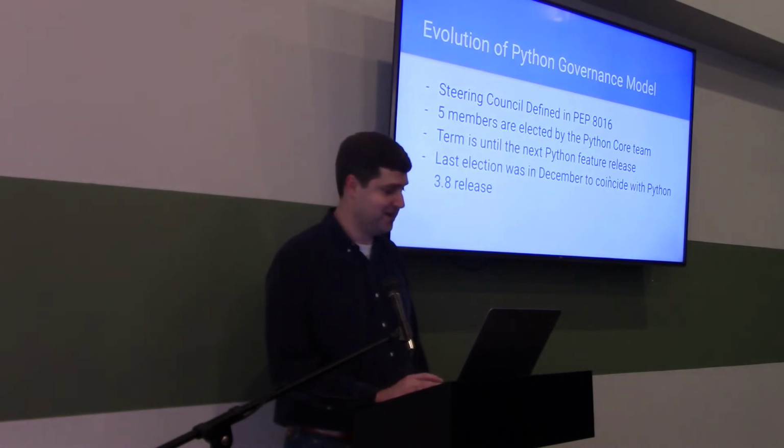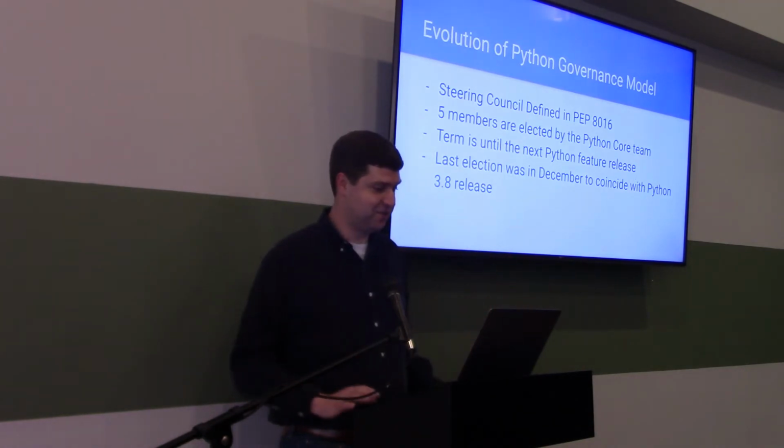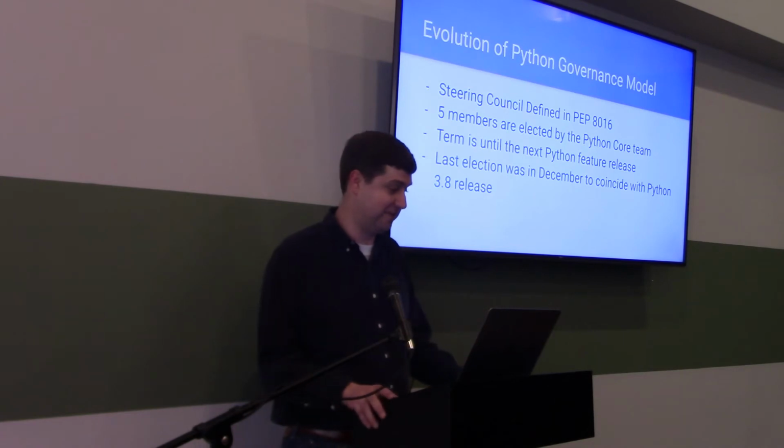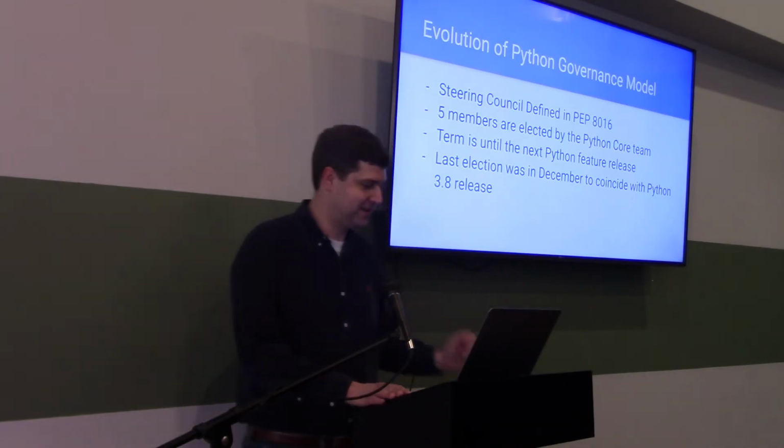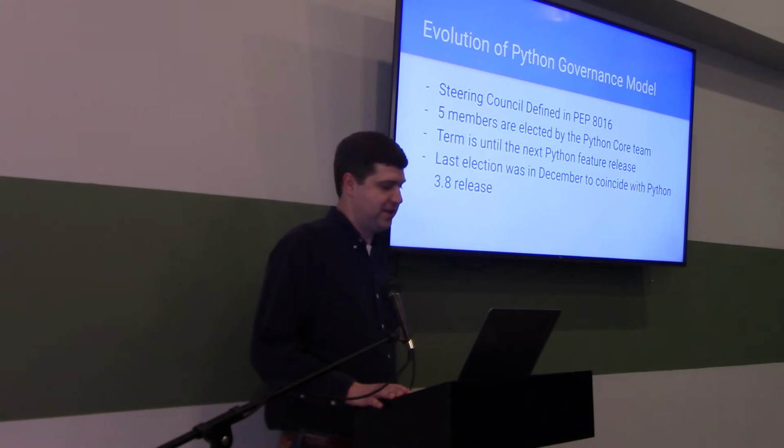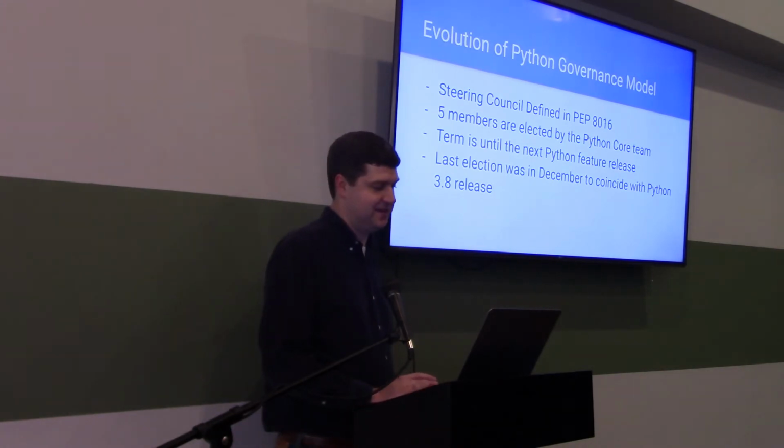Wow. So what happens to Python going forward? I figured that was important. I wanted to know, how is Python health doing? PEP 8016 defined a steering council, of which 5 members would be elected by the Python core team on each Python feature release. The last election was in December, coinciding with the Python 3.8 release. So Python's still in good hands, and he's still kind of working in the background, but he's not on the steering council.